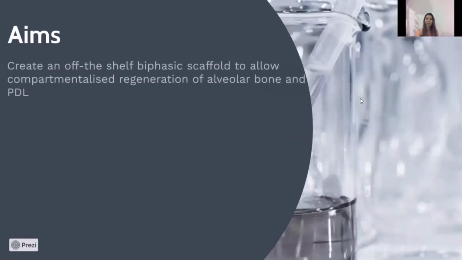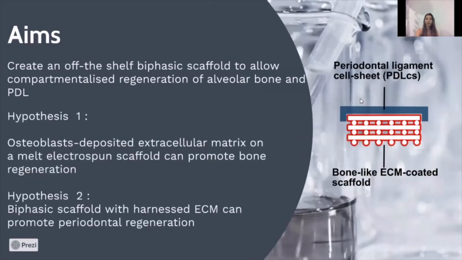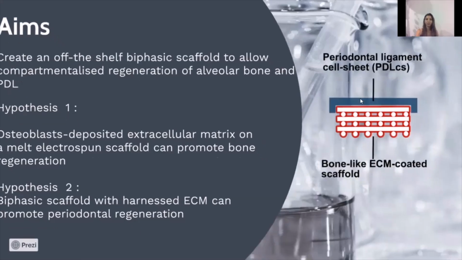So the aim of this study is to create an off-the-shelf biphasic scaffold that can allow a compartmentalized regeneration of both the alveolar bone and the periodontal ligament. And we have two hypotheses. The first one being that the osteoblast deposited ECM can promote bone regeneration. And the second one is that the decellularized biphasic scaffold can promote periodontal regeneration.